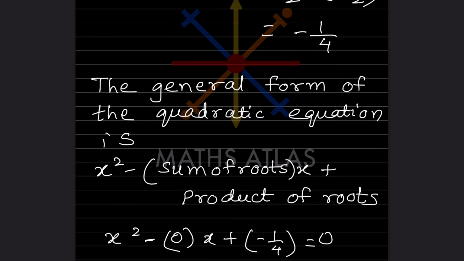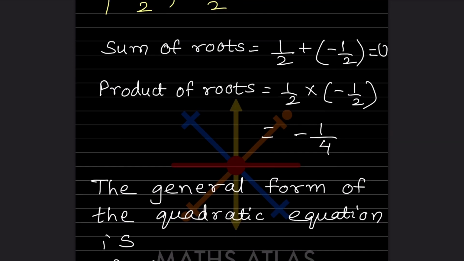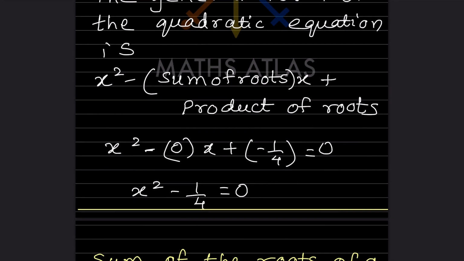Again, we are going to compare that with the general form, that is x squared minus (sum of roots) x plus the product of roots. The sum of roots here we got as 0, so 0x, and plus the product of roots, which is minus 1 by 4. Since this is 0, we are not going to write this term. So x squared minus 1 by 4 equals 0. This just asks us for the equation.